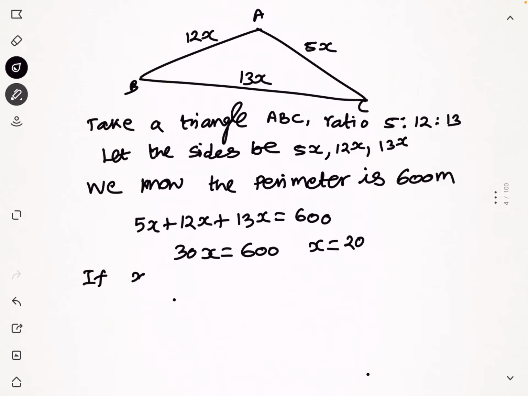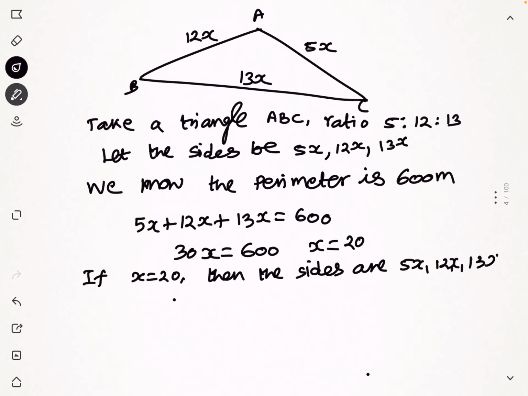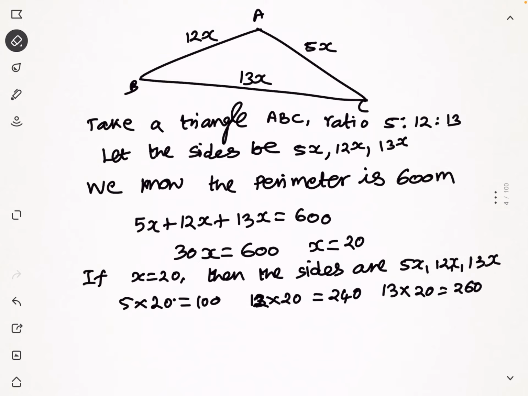If x is equal to 20, then the sides are 5x, 12x and 13x. So 5 into 20 equal to 100. 12 into 20 is equal to 240. 13 into 20 is equal to 260. So based on what he has given, the sides are 100, 240 and 260.